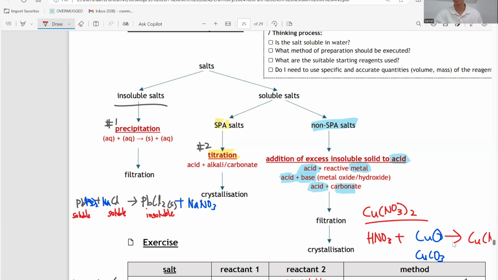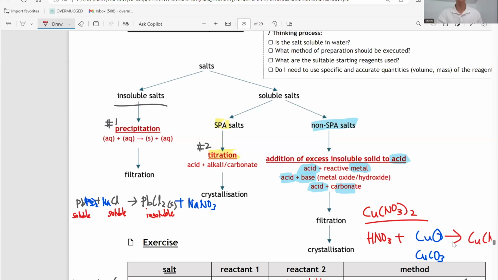Lead nitrate is the smartest choice. Why? Because all nitrates are soluble. So when you do precipitation, whatever you pair with, just pair with nitrate. Confirm soluble. So lead nitrate is the first reactant that you pour into the beaker. The second reactant now must contain the chloride.